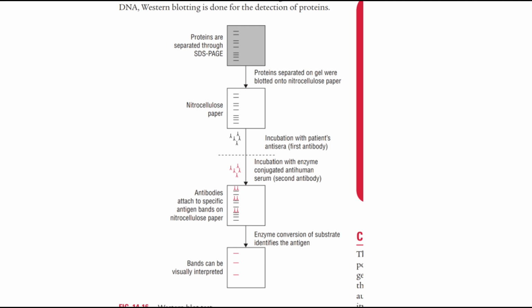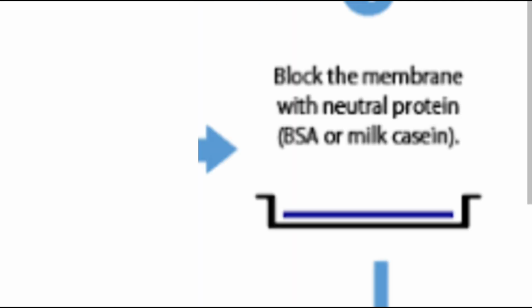Then blocking, an important step to prevent non-specific antibody binding. The membrane is incubated with a blocking solution, for example protein, milk or BSA. So this covers all the empty spaces on the membrane.